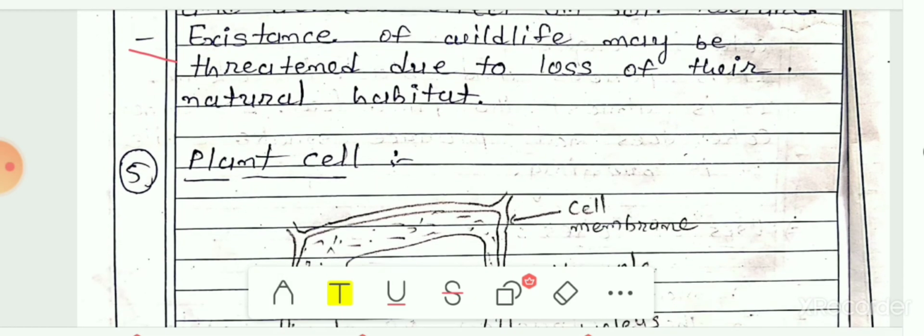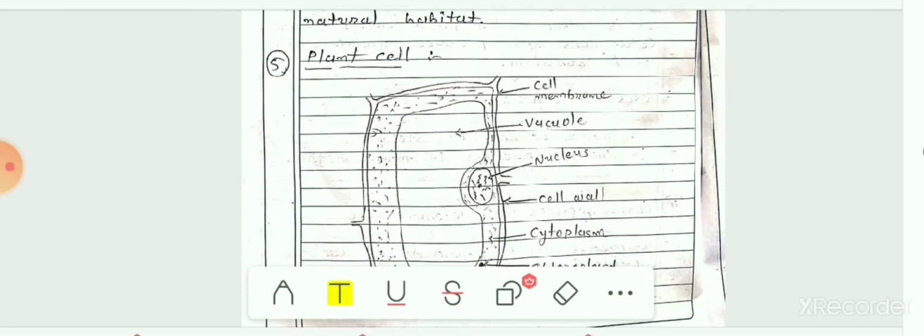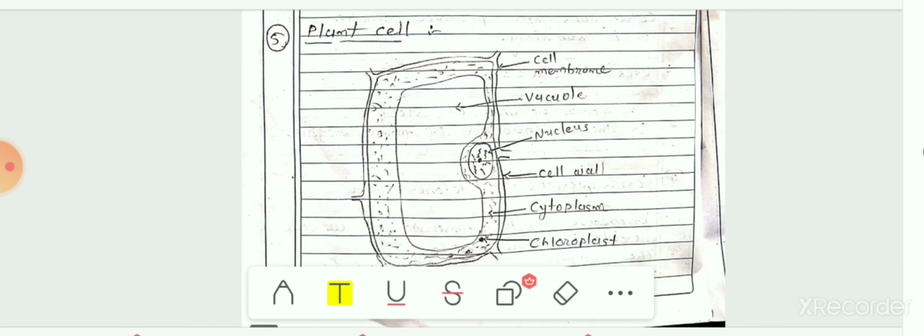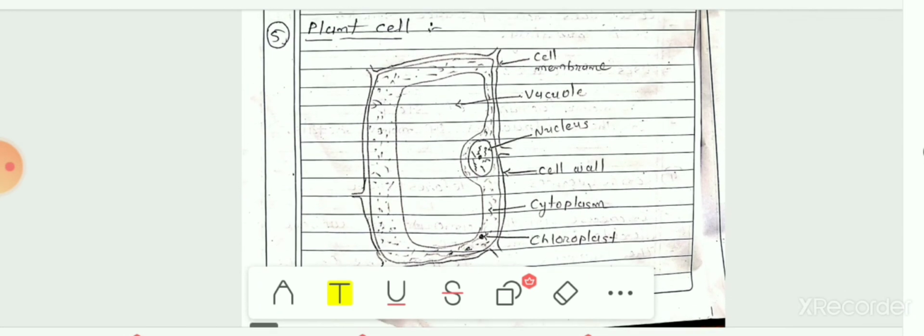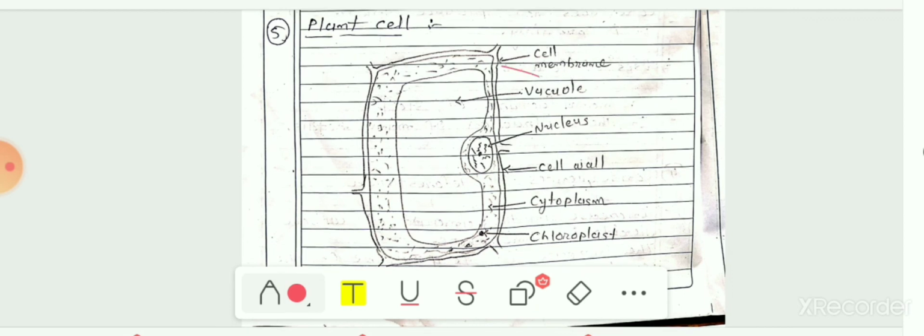Next question in this paper was number 5, that is make the sketch of a plant cell and label it. So here the plant cell is shown to you, and its labeling is also given to you. Here you can say that the cell membrane is there. This one is the cell membrane, the outer boundary of this plant cell.